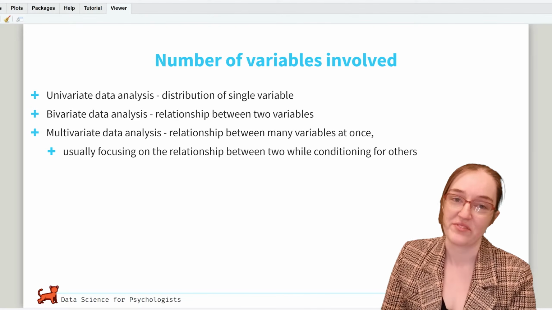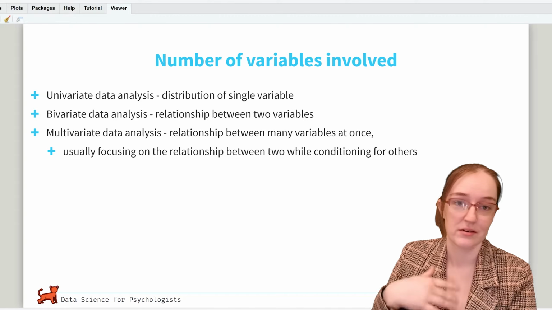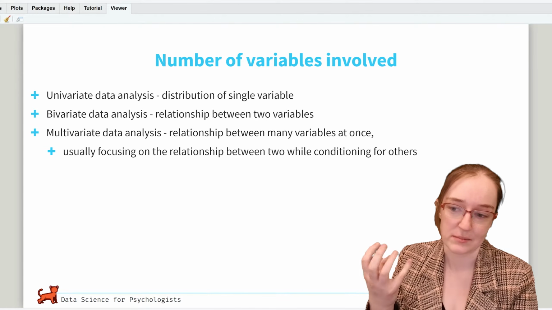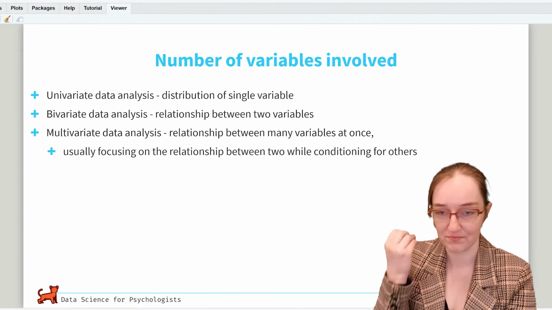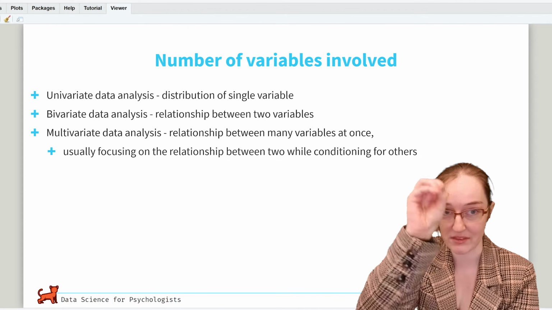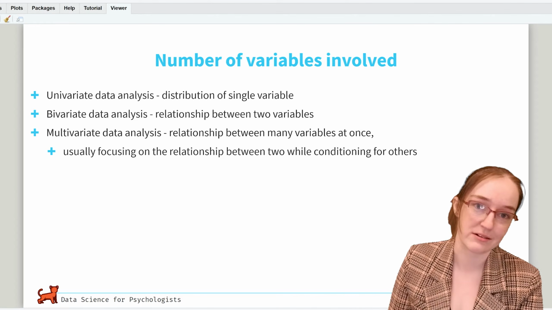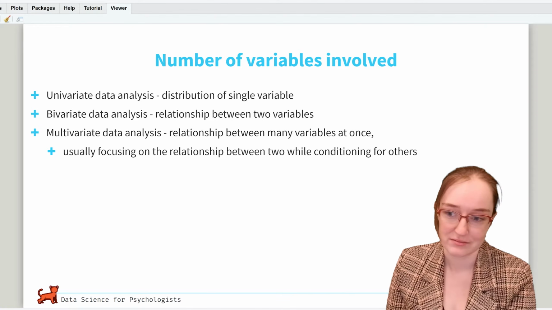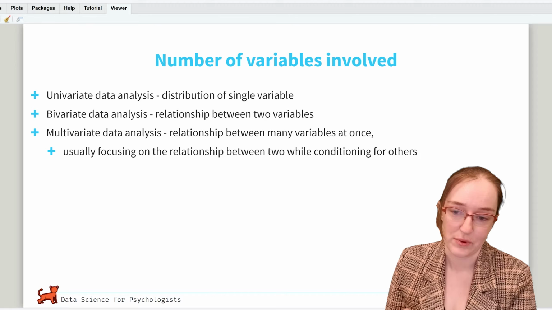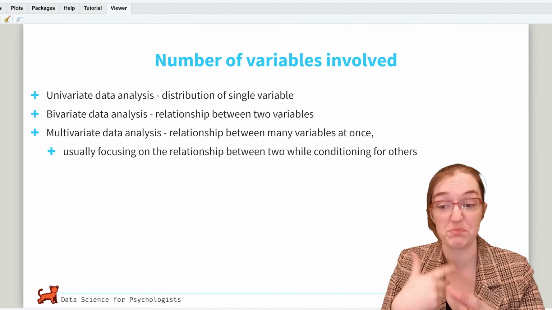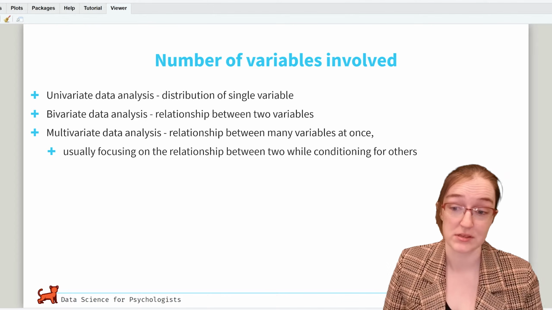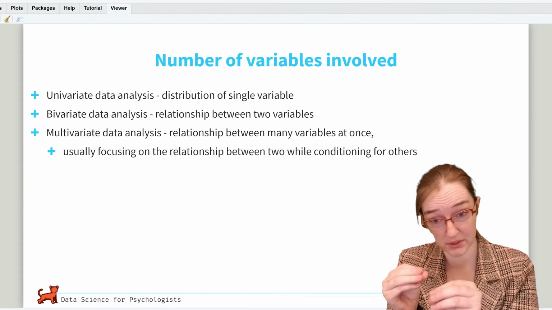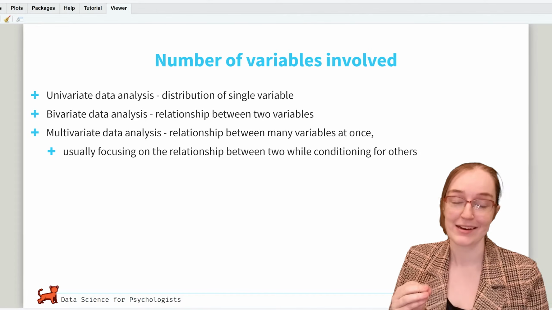We can move up to trivariate data, three variables. That's one way to think about an interaction: the interaction between the two is the third variable, etc., etc. Eventually, you get lazy and just call it all multivariate data analysis, where you're looking at the relationship amongst many variables at once. Usually, you tend to focus on the relationship between two variables while conditioning on the others.